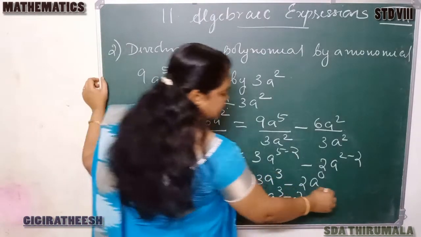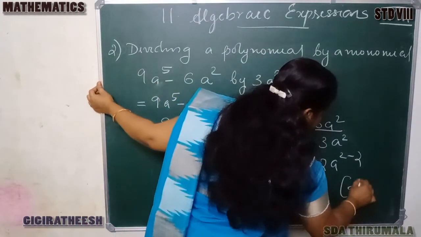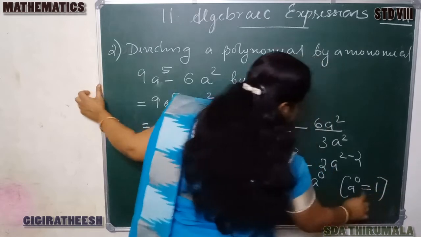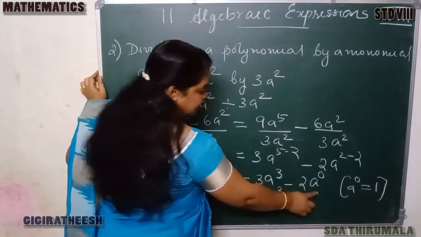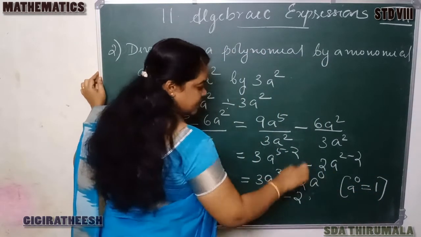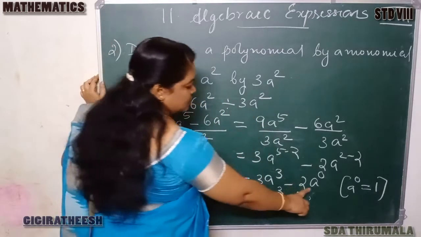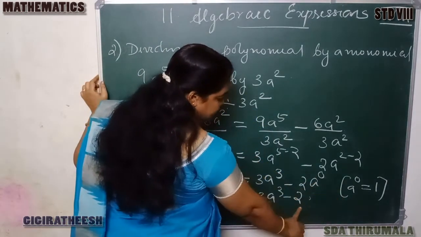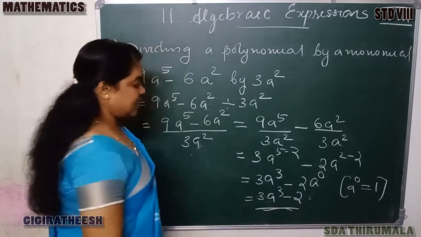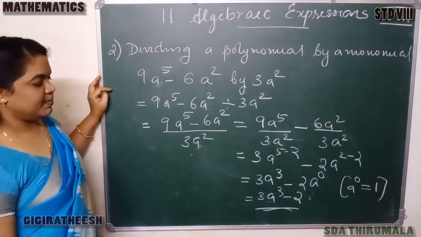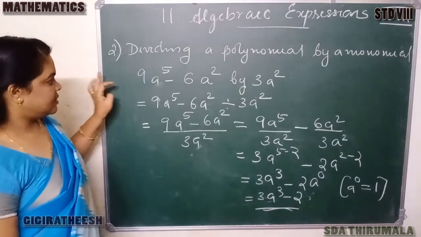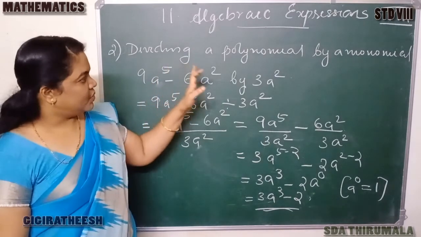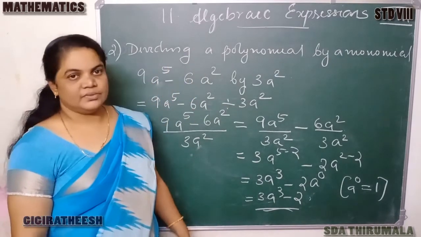That means a raised to 0 is equal to 1. Any number or variable raised to the power 0 is equal to 1. That is, 2a raised to 0 is equal to 2 into 1, that is 2. This is the answer: 3a cube minus 2. That is the answer of this, a polynomial divided by a monomial.